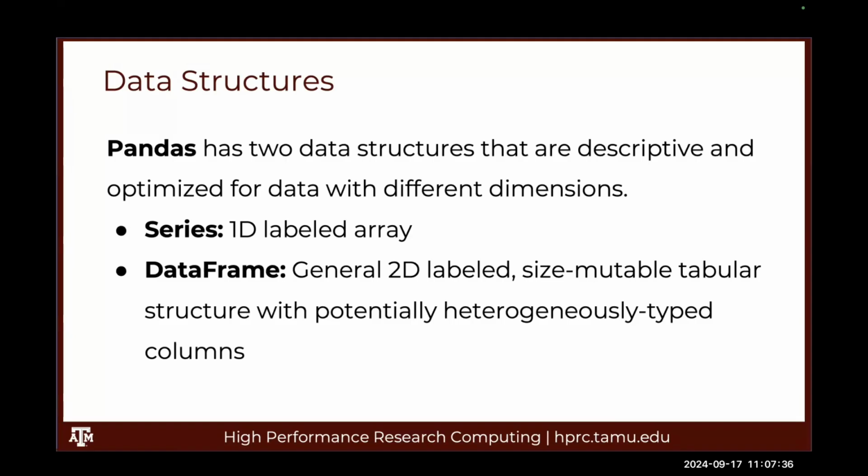You can add columns or drop columns or rows, or you can make it bigger or smaller. That's doable, and it's size mutable. And also in a data frame, for each column, the data type can be different. So it's called heterogeneous typed columns.